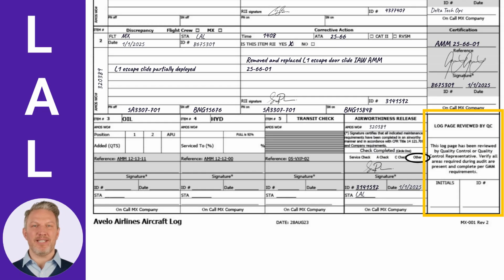After the inspector completes the AWR, he will audit all log pages up to the previous airworthiness release for condition, legibility, intelligibility, and completeness. If everything is good, they will initial and ID the review section.